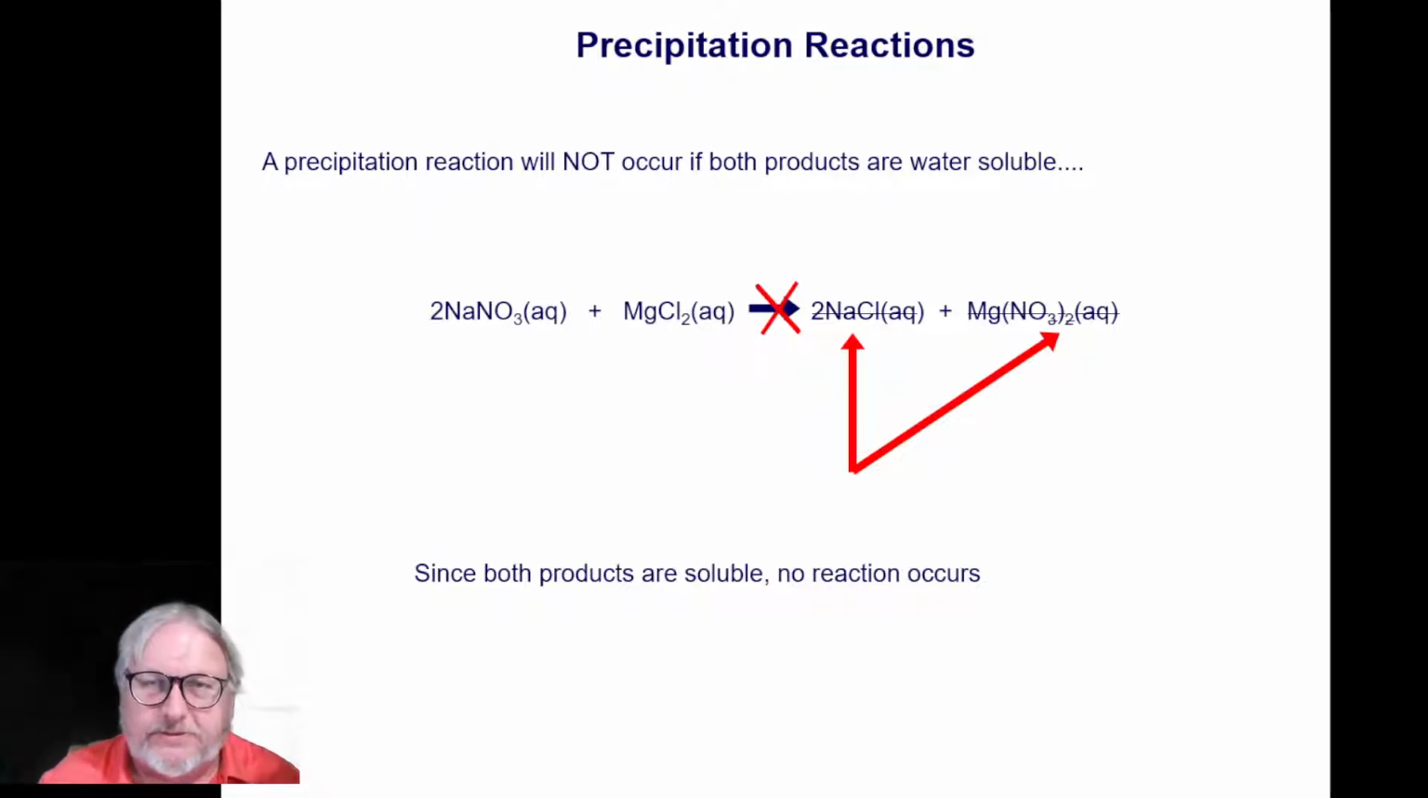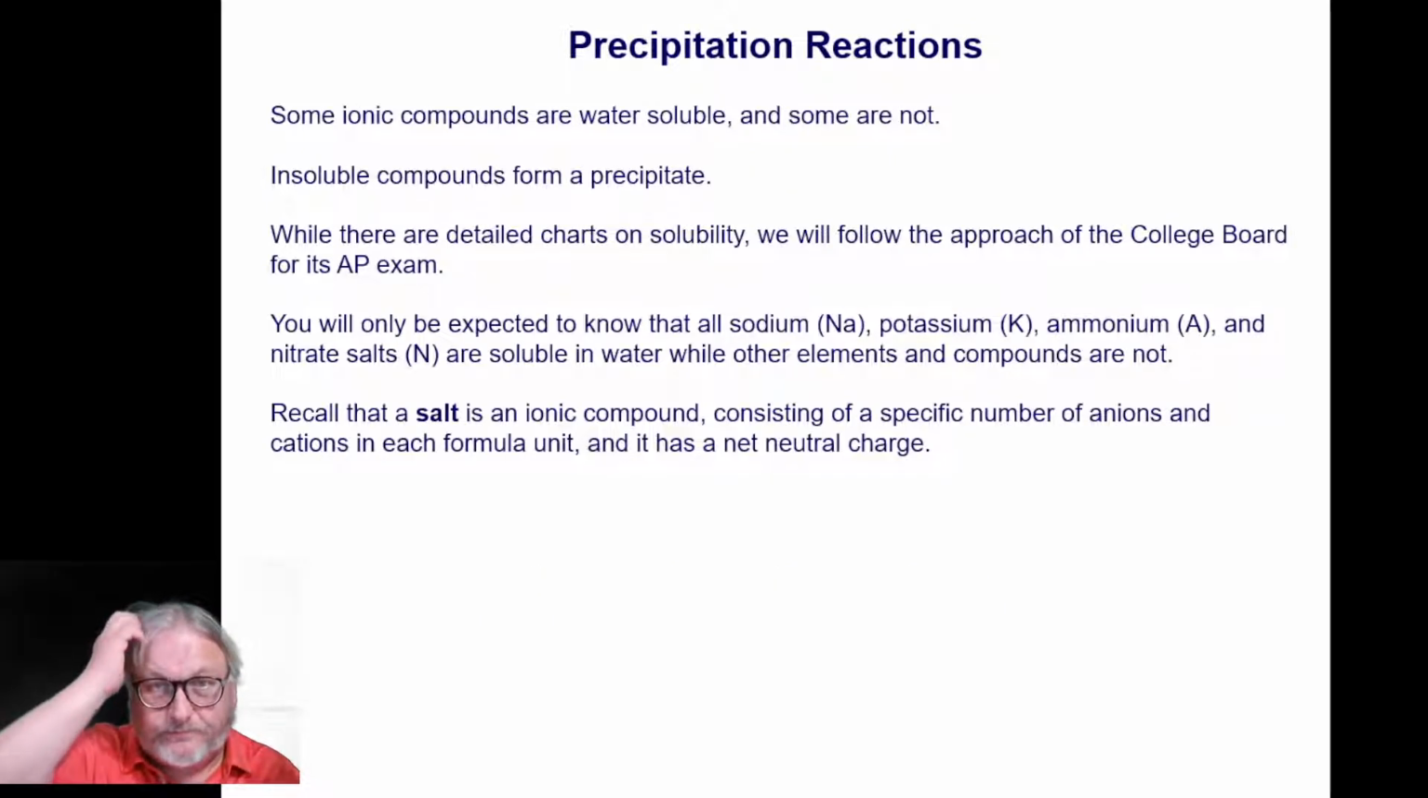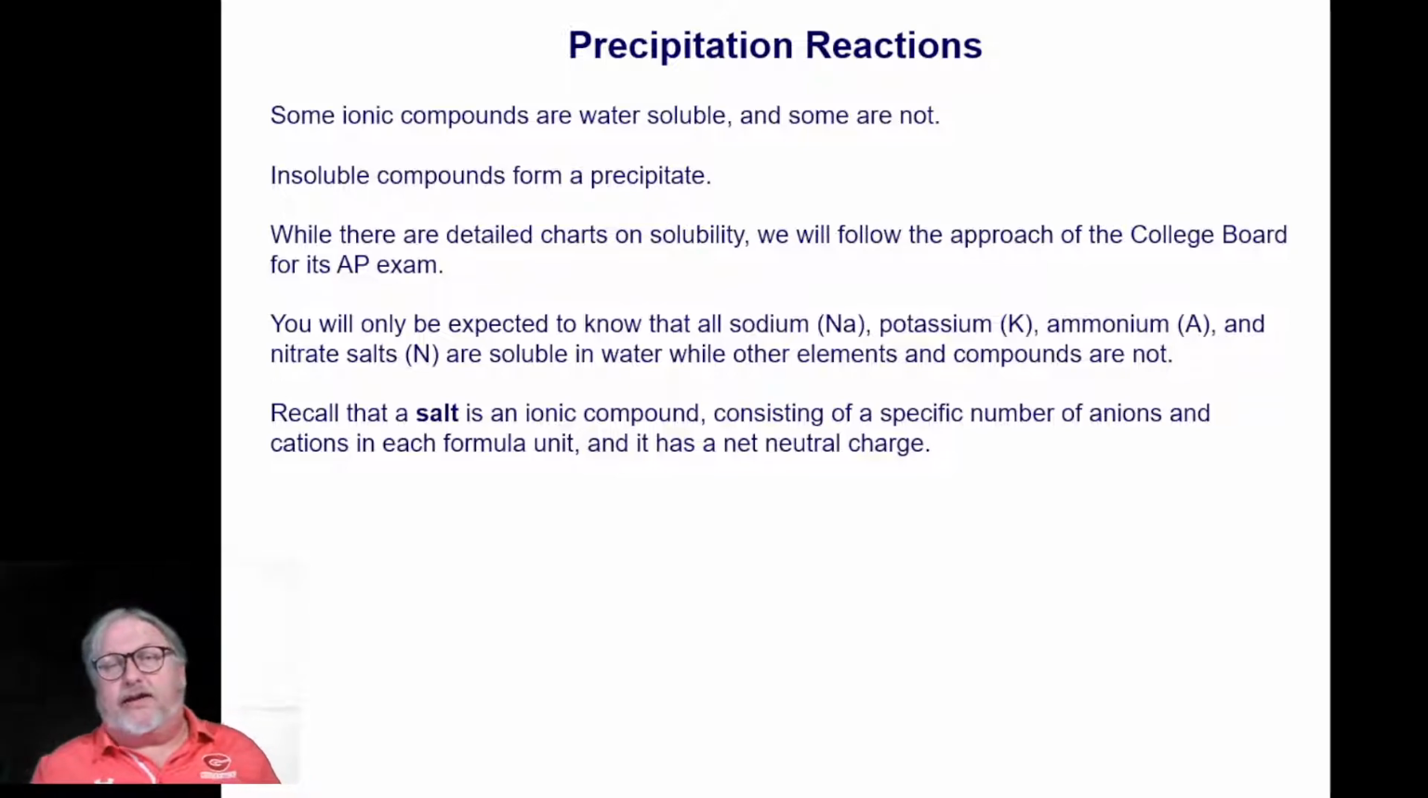Now, a precipitation will not occur if both products are water soluble. Those ions will still be in solution. If they're soluble, no reaction will occur. So, some ionic compounds are water soluble, some are not. The insoluble compounds will form a precipitate.